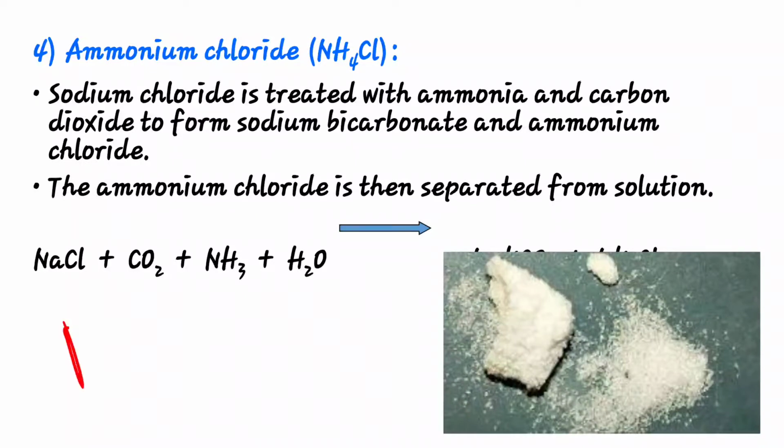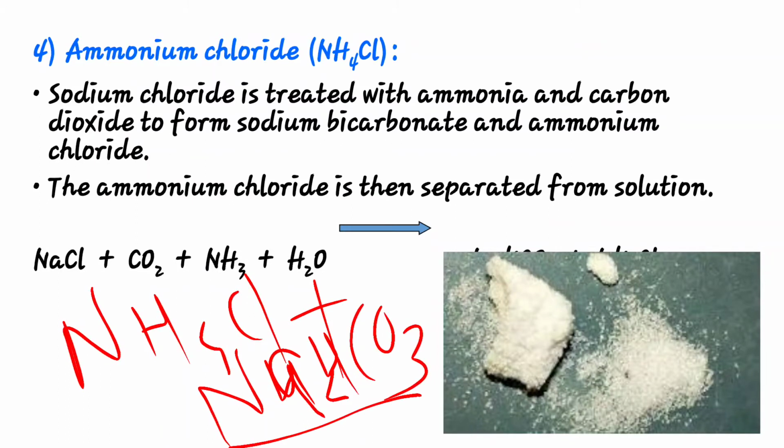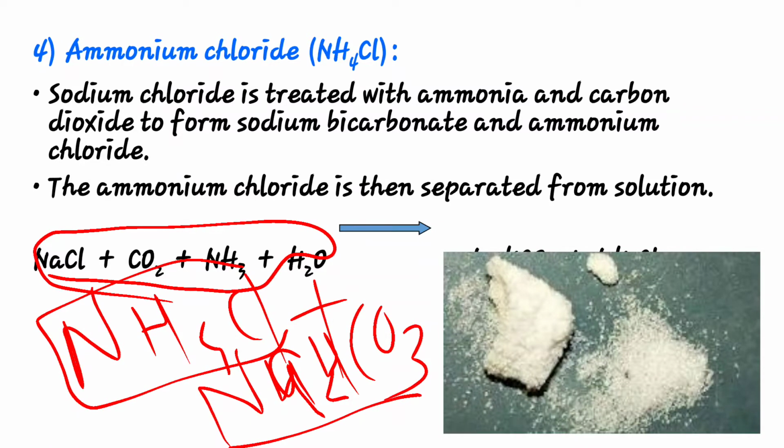That reaction forms NH4Cl and NaHCO3. Sodium bicarbonate is the main product and ammonium chloride is the byproduct formed due to these reactions. Briefly, the manufacturing process is as follows: sodium chloride is treated with ammonia and carbon dioxide to form sodium bicarbonate and ammonium chloride. That ammonium chloride is then separated from the solution. Ammonium chloride is a crystalline ammoniacal fertilizer.